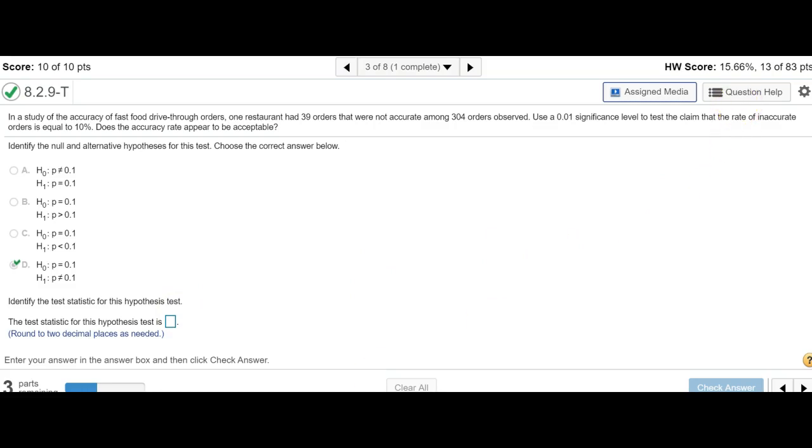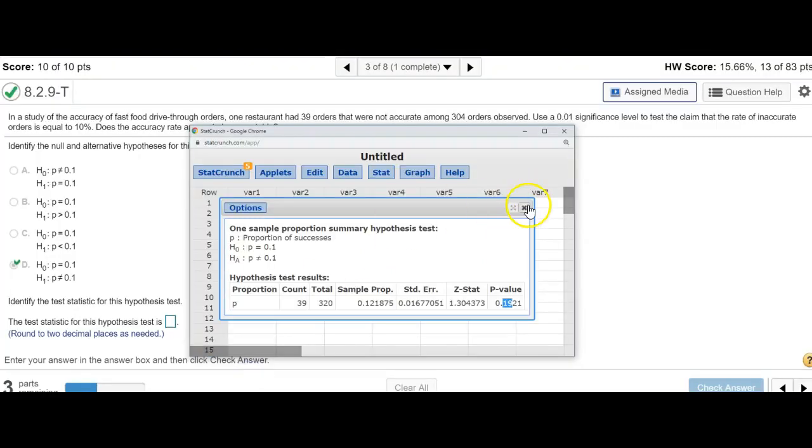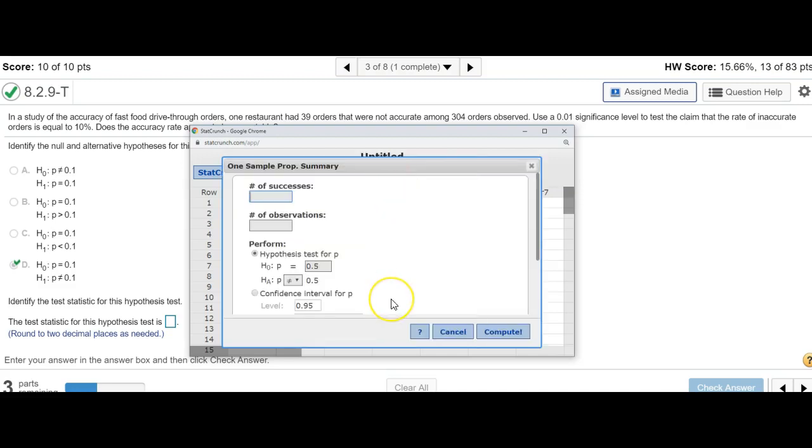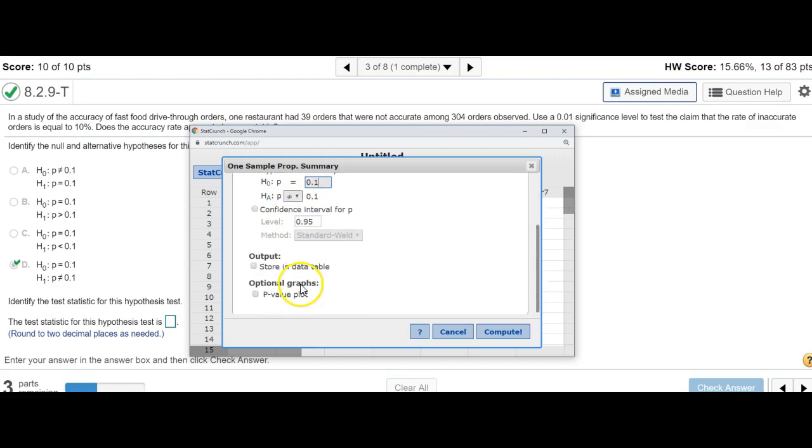The way to go about that is if we open StatCrunch, we can go to Statistics, and this is a proportion statistic. We only have one sample, and we have it with summary. So if we go that way, we put in the information given in the statement: 39 were considered not accurate out of 304. The hypothesis test here is 10%, and we have that set up there.